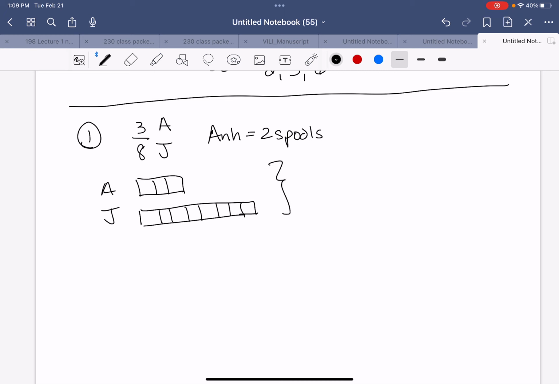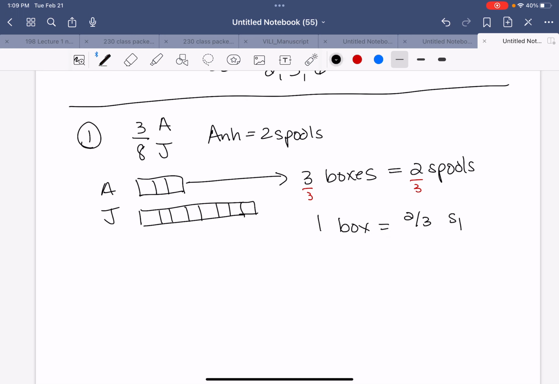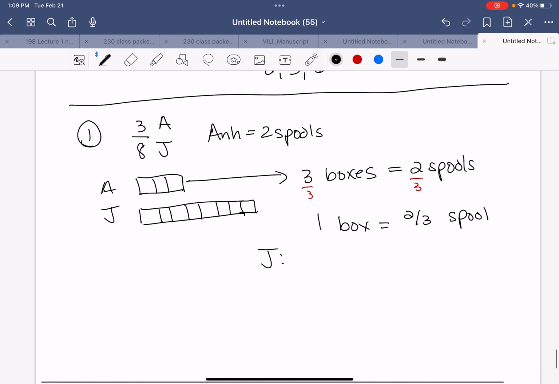And all total, that means I have, not all total, because the spools only belong to On. So I'm taking On's spools, so 3 boxes have to be equal to his 2 spools. Divide both sides by 3 to get to 1 box. And 1 box is 2/3 of a spool. And now they're asking me about Jack, who has 8 boxes.